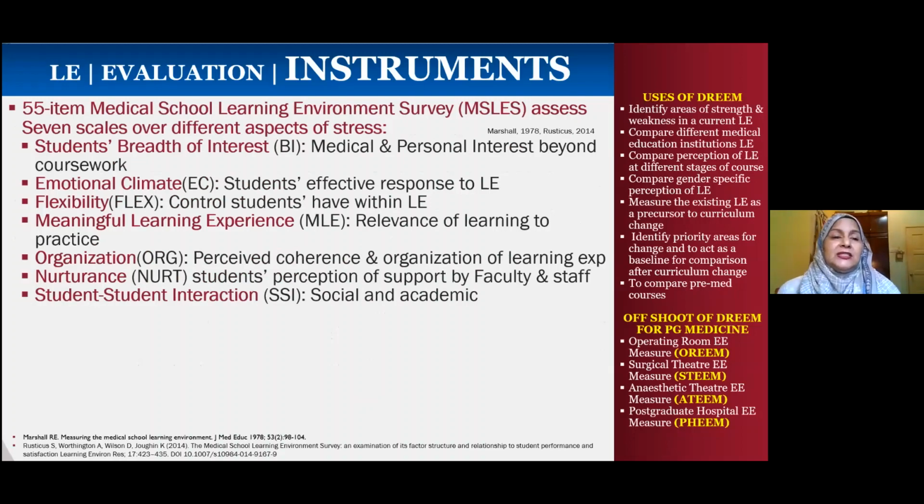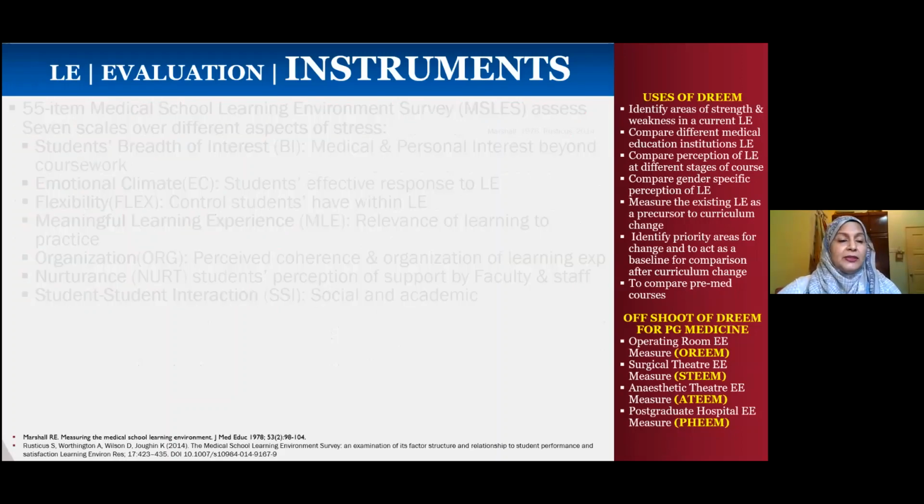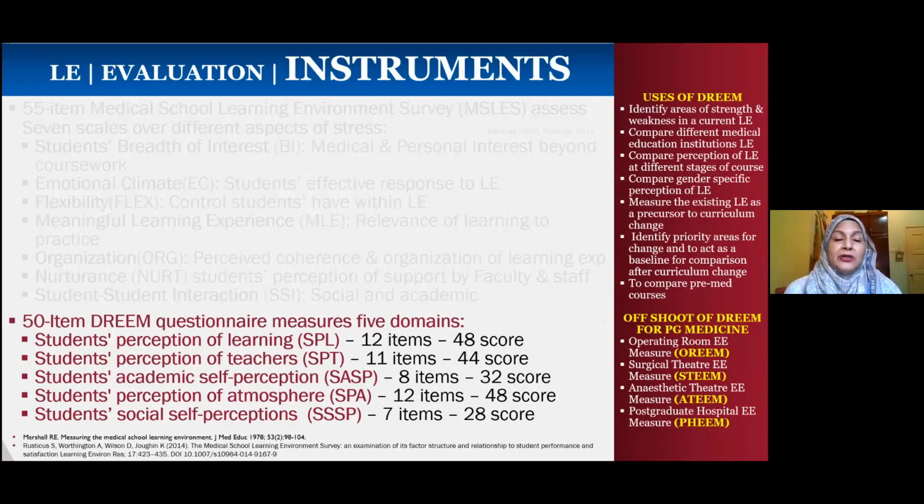So one is the Medical School Learning Environment Survey, which has 7 scales for the assessment of different aspects of stress in the learning environment. Then we have the 50-item DREEM questionnaire, which measures 5 domains and is commonly used now for the students' perception. But the problem with the DREEM is that it takes only the students' perception. It doesn't take the staff perception. Staff have their own perception of students in the learning environment, so that should be assessed as well.